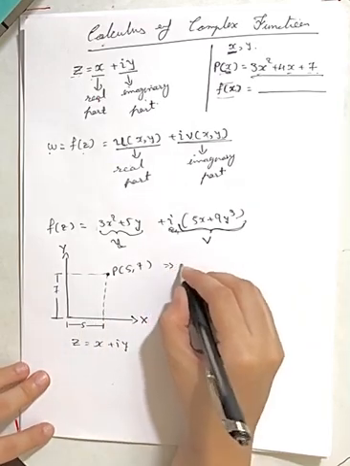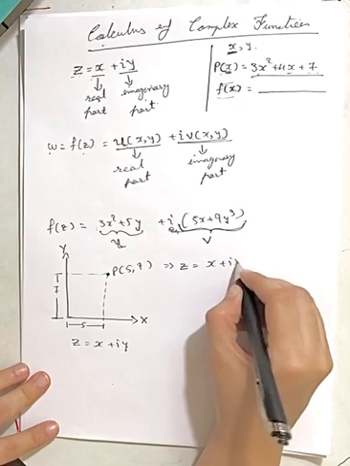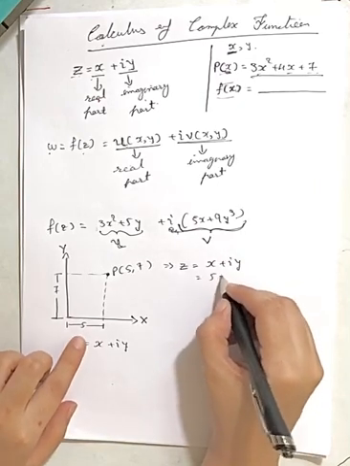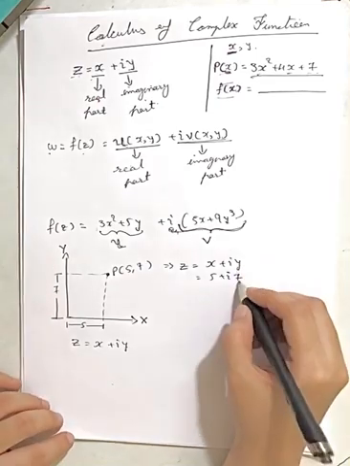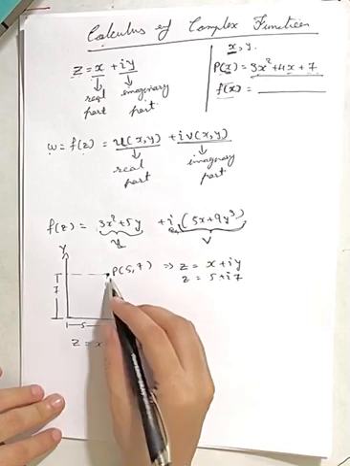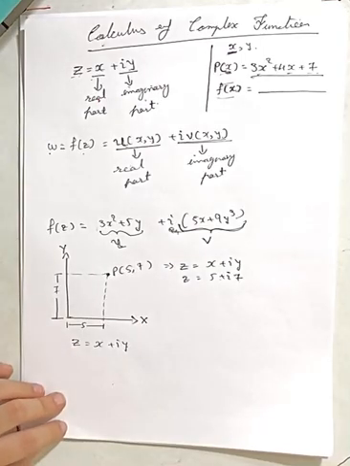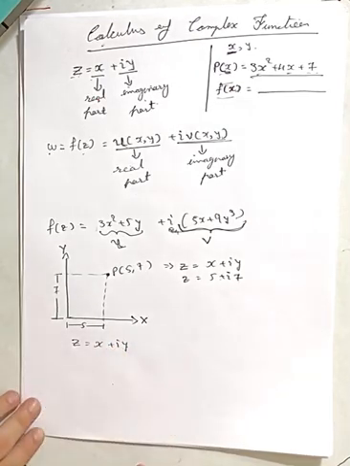But in the form of z, it will be written as x plus iy. x is 5, plus i times y, which is 7. So this becomes z. This is how we describe z on the xy plane. Okay, now that we know this, we are able to study the limit of the complex function.